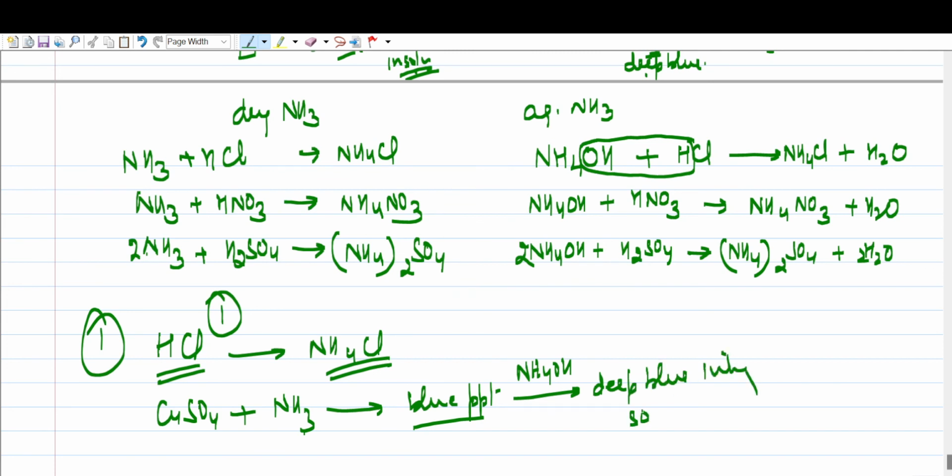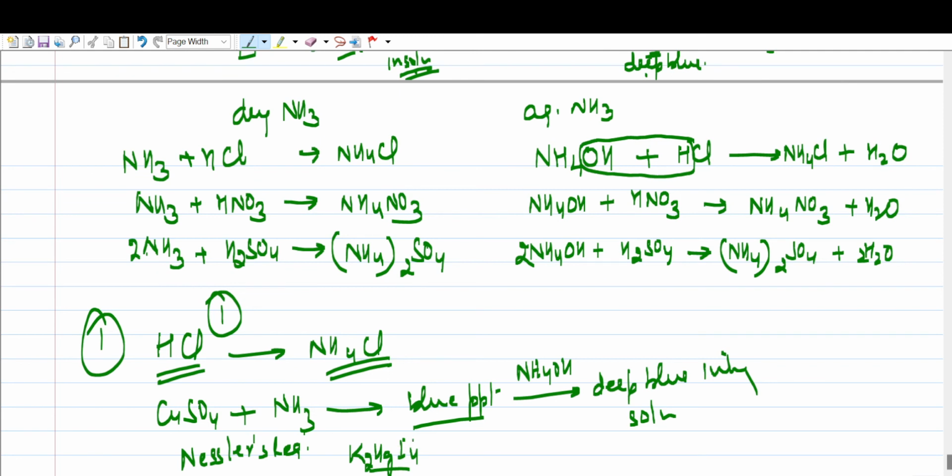So this confirms it. And then third, if you take Nessler's reagent, right? Nessler's reagent is K2HgI4, that is potassium mercuric iodide. Then with ammonia, a brown color precipitate is formed. Is this clear, children? So this is a very interesting topic.